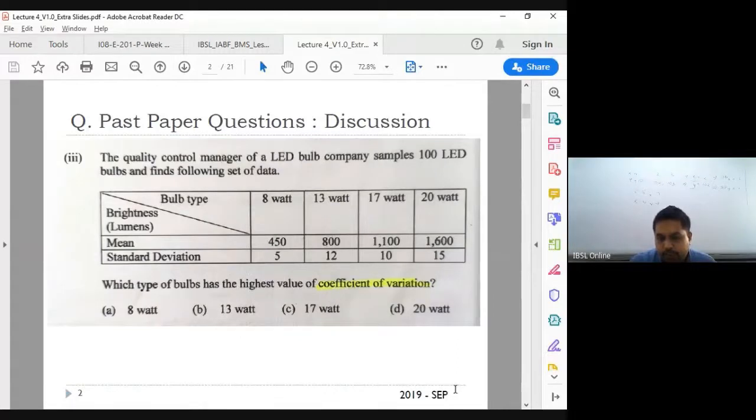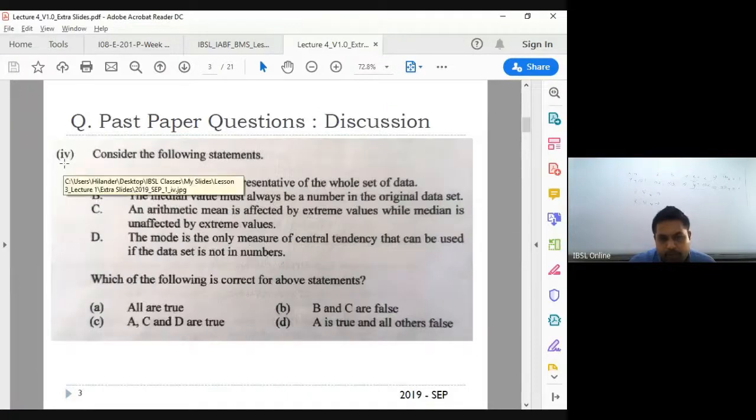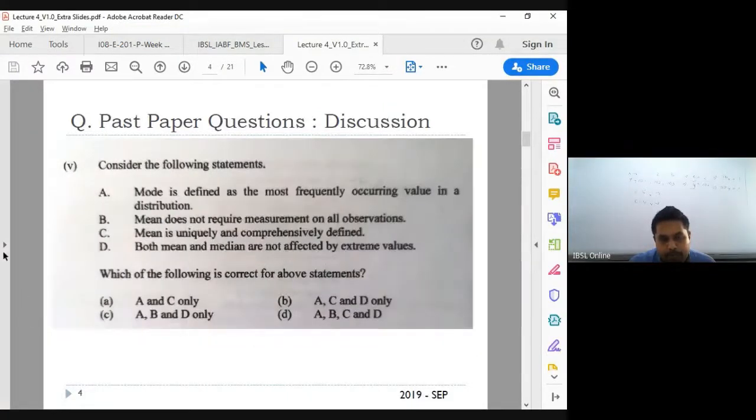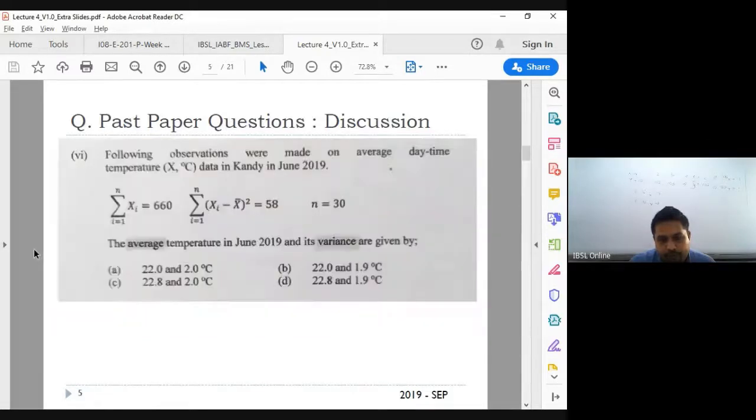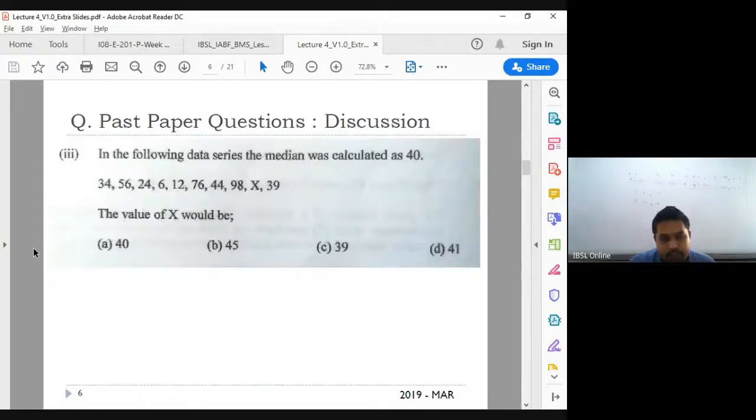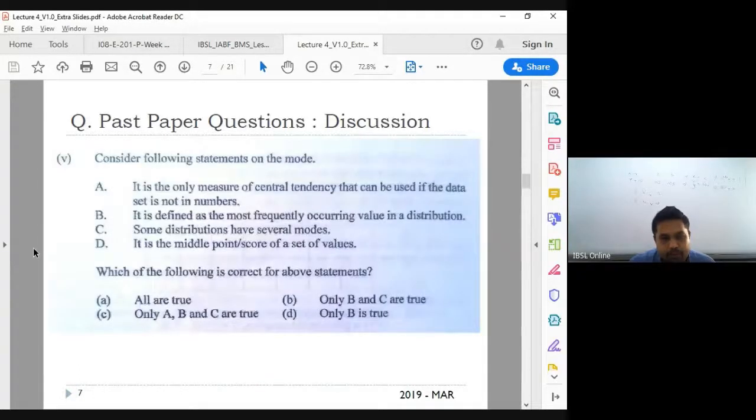2019 September, question number 1, part number 3, part number 4, part number 5, and part number 6. Now you could see that there are 4 questions, that means 8 marks coming in this most recent paper. Okay, 2019 September. We're moving to the second paper, 2019 March. We have question number 3 and question number 5. Please keep a note.